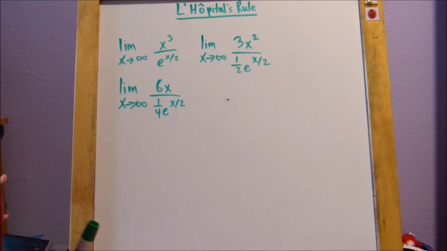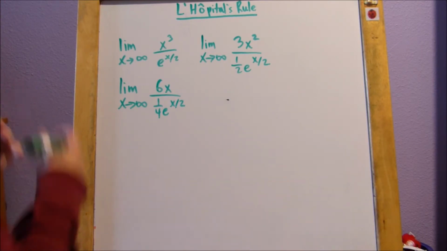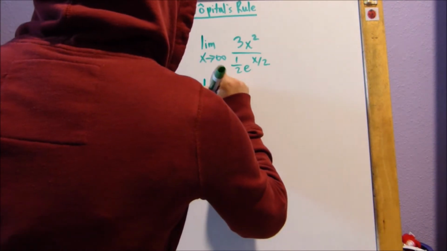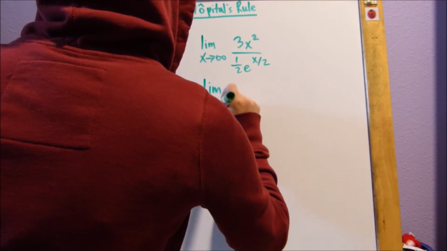Alright, we're getting a little bit closer, but you notice here it's still infinity over infinity. Let's keep deriving. Limit as x approaches infinity.